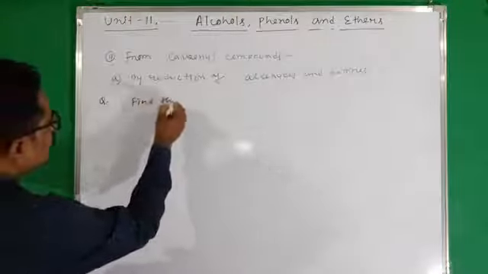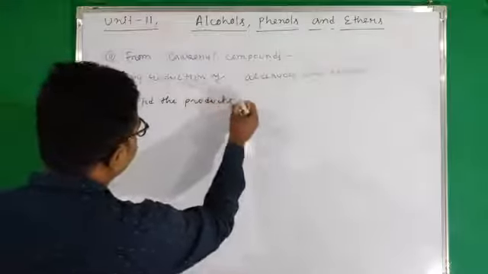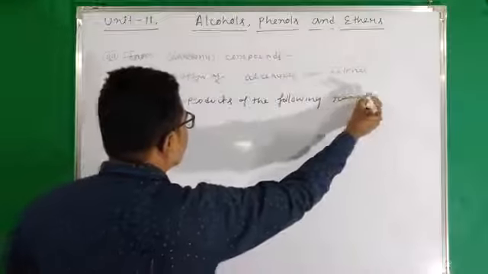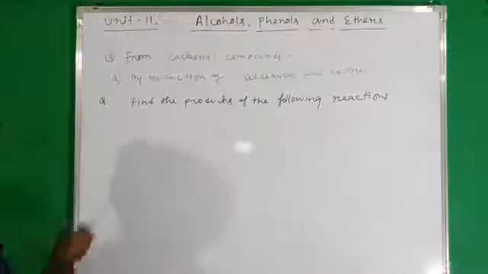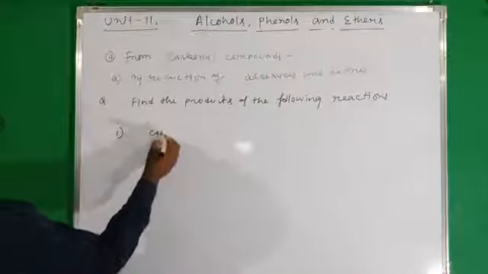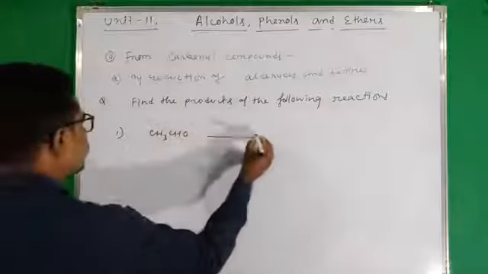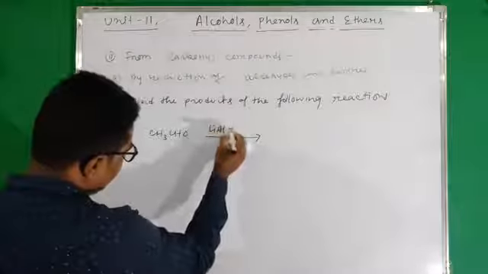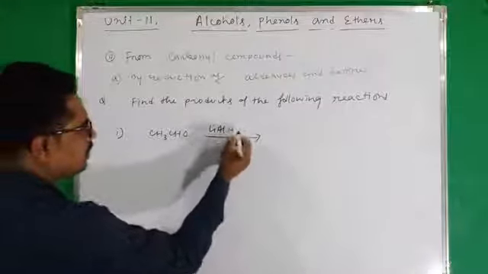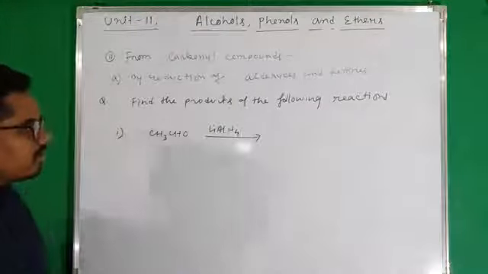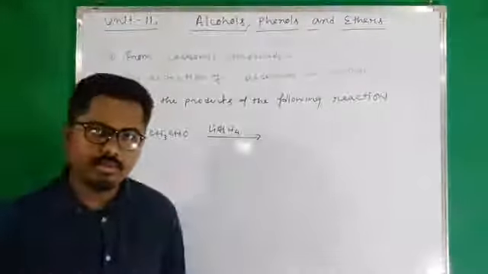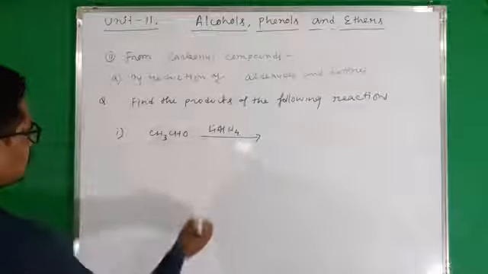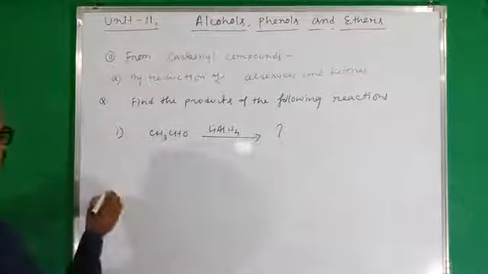Find the products of the following reactions. Number 1, CH3CHO, hydrogen in presence of nickel, or we can use lithium aluminium hydride. So we have learned that lithium aluminium hydride, sodium borohydride, hydrogen in presence of nickel or platinum or palladium, they all are common reducing agents. That means in this case also reduction will occur, and we have to find the product.